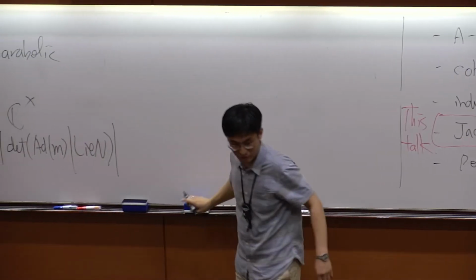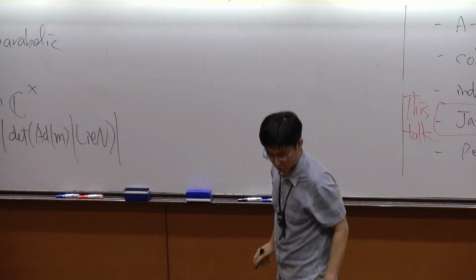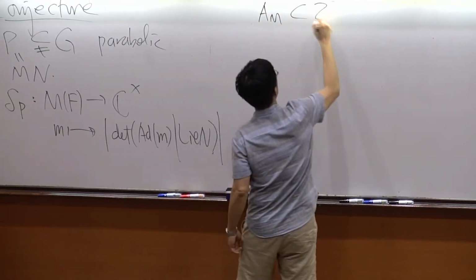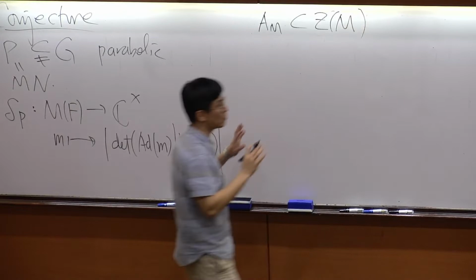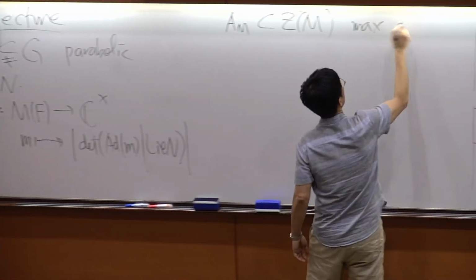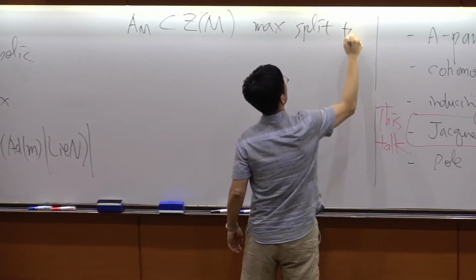Okay, I think I need to introduce maybe also A_M, which is the maximal split central torus in M.